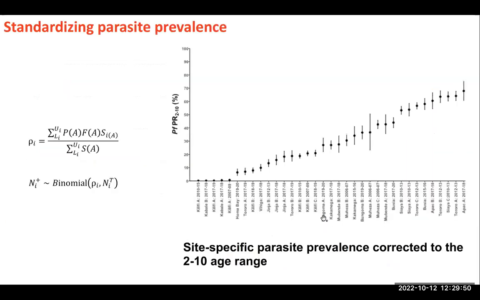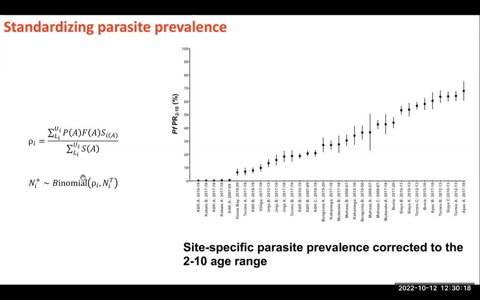So the second source of uncertainty was in the measurement of infection prevalence. And like I mentioned earlier, parasite prevalence surveys were undertaken among different age groups with different sample sizes. And so using this expression here, we evaluated parasite prevalence within the 2 to 10 age limit while estimating the probability of being positive.